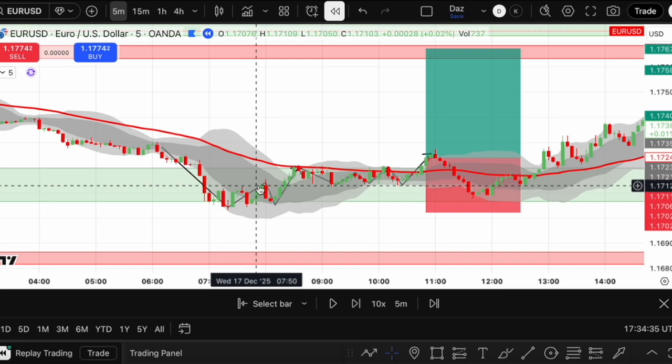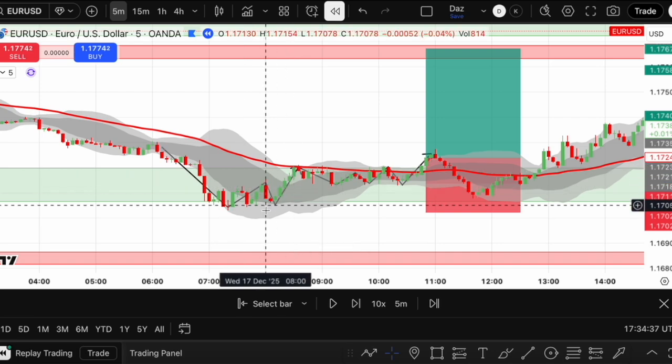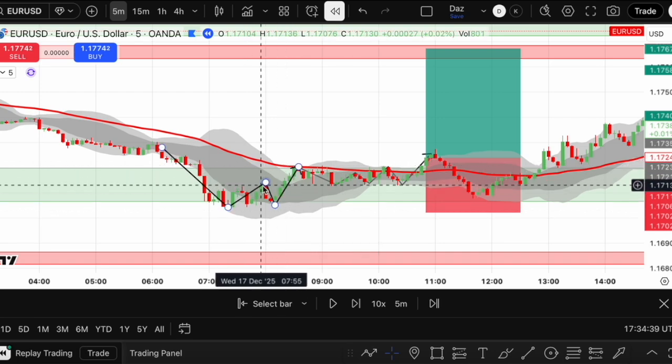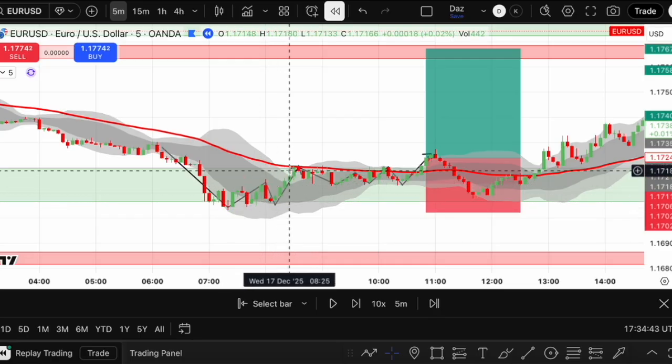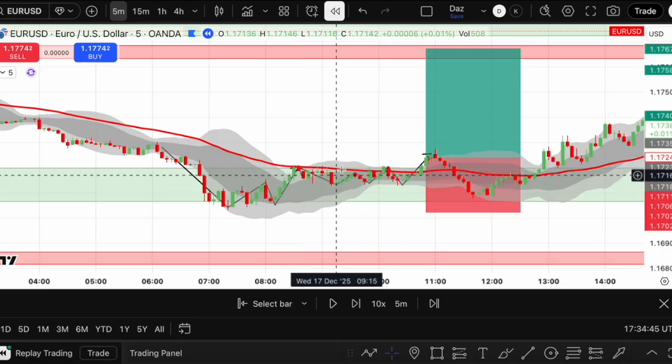This is the class of structure, it broke this structure. This is the internal structure. This is the last structure. As it pushed down, that's a high, then a low, then a high. So it broke this structure. I'm happy it's an internal break of structure.